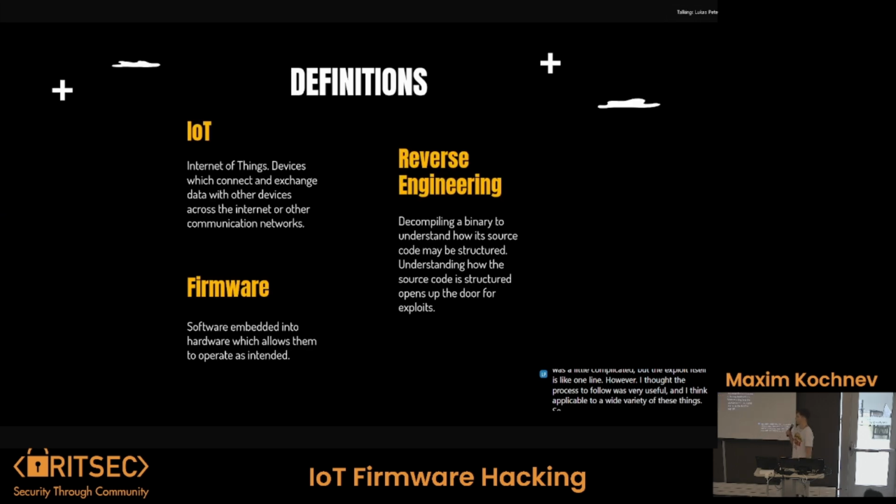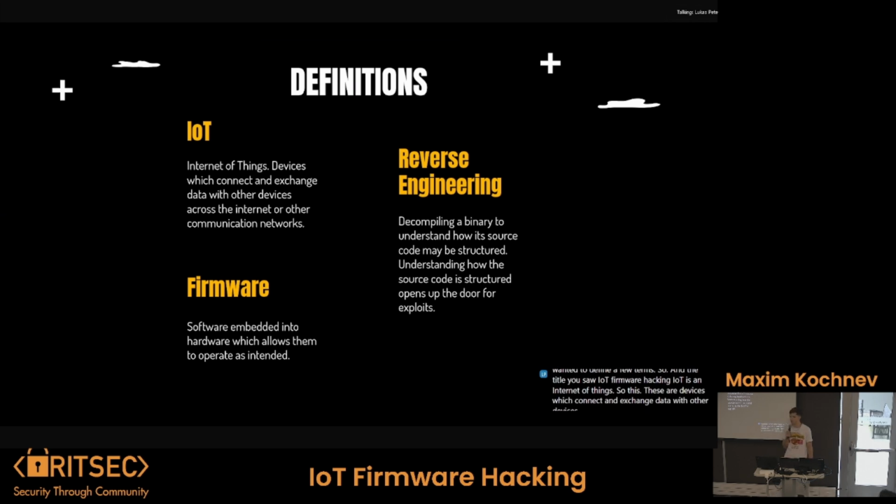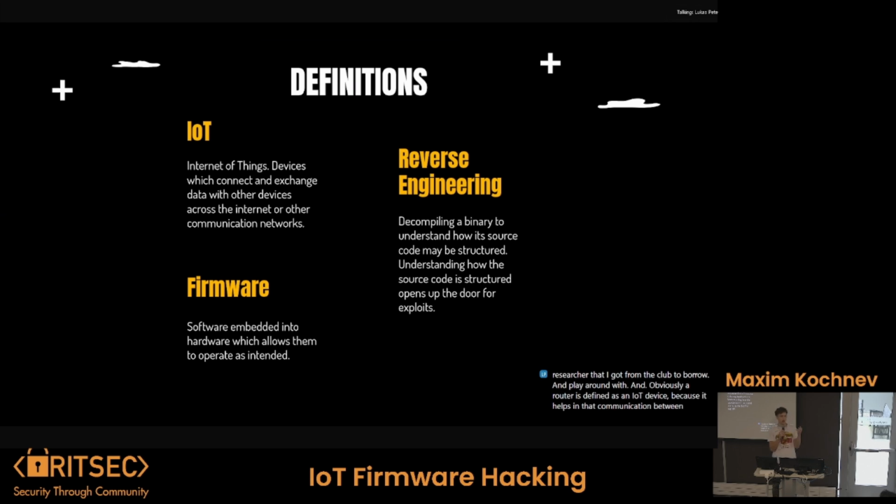So just before we go in, I know a lot of us have varying levels of understanding about all this stuff, so I just wanted to define a few terms. In the title, you saw IoT firmware hacking. IoT is an Internet of Things. These are devices which connect and exchange data with other devices across the network or other communication networks. This presentation is going to be on a router that I had. This is a research router that I got from the club to borrow and play around with. And obviously a router is defined as an IoT device because it helps in that communication between the internet or any other network that you're communicating through.